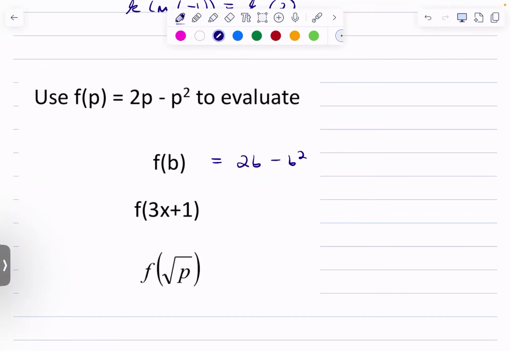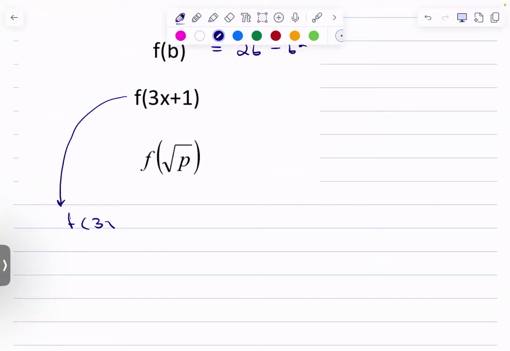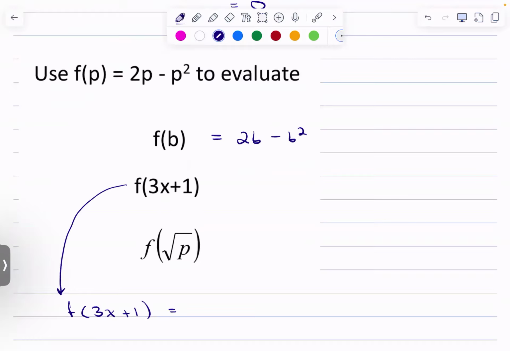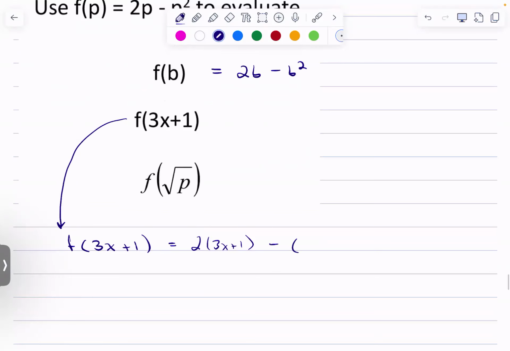F of 3x plus 1 tells me wherever I see a p, I replace it with 3x plus 1. That looks like it's going to be a little bit more complicated. Maybe I'll do it down here. F of 3x plus 1. So wherever I see a p, I replace it with 3x plus 1, treating it as one thing. So I have 2 times 3x plus 1 minus 3x plus 1 squared.